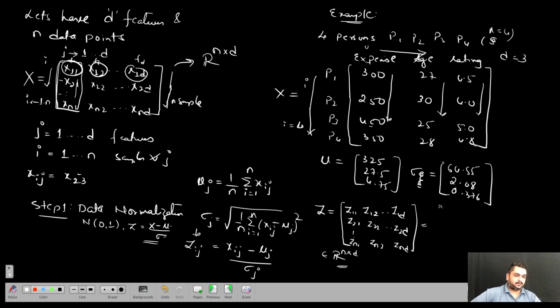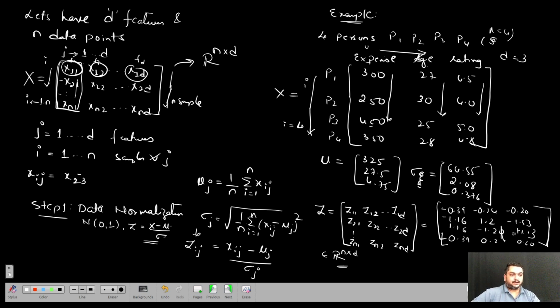So for this example, I will get these z scores: minus 0.39, minus 0.24, minus 2.0, then minus 1.16, 1.2, minus 1.53, 1.16, minus 1.2, plus 1.13. We'll have the last row as 0.39, 0.24, and 0.60. So basically what I have done here is normalize the X matrix, convert it into the standard normal Z matrix. That is the first step.